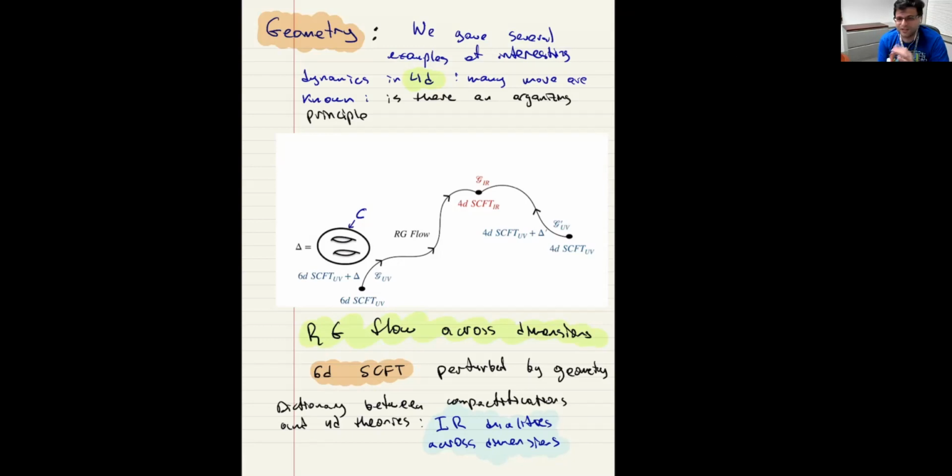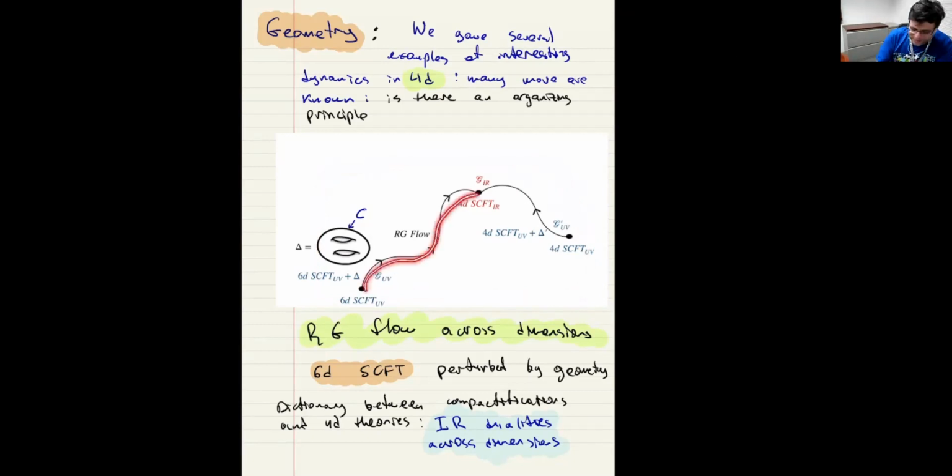Again, I'm sorry, it took me 3 lectures what I wanted to do in 2 lectures, and it will be only 1 lecture, but this is what we will do next time. Okay, we will try to understand this picture: how to build these dualities, IR dualities across dimensions.